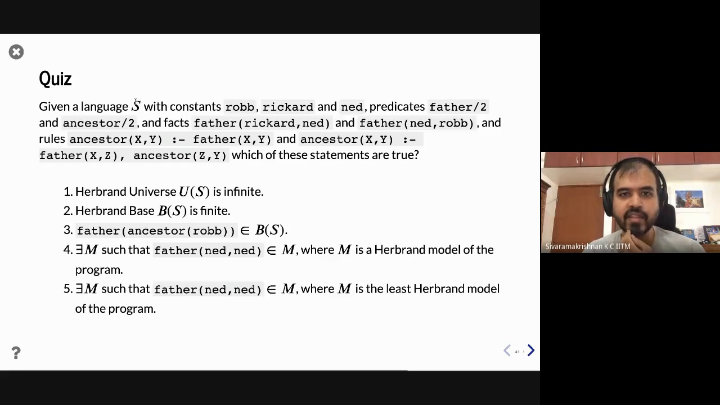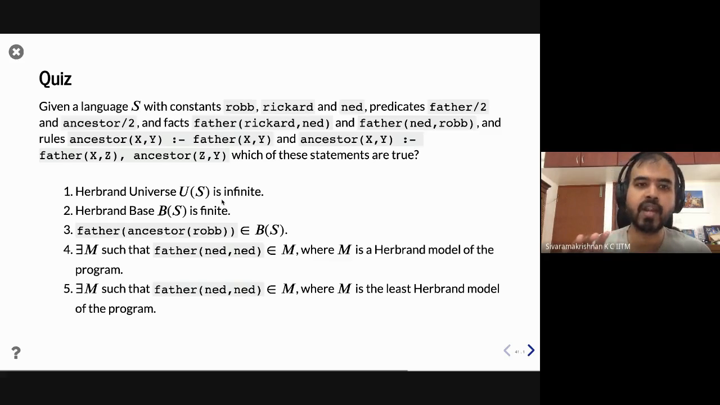Given this language, these constants, and these predicates, which of the following statements are true? The first question is: is the Herbrand universe U of S infinite?